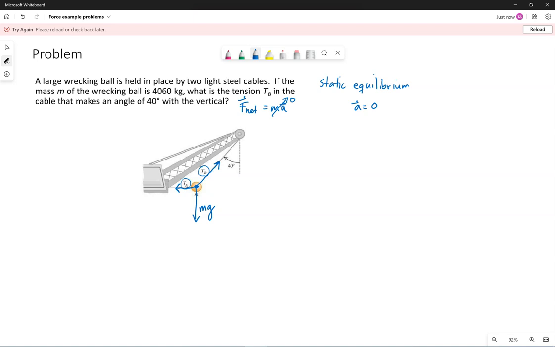I'm going to draw my 40 degrees down here just so I can look at my x and y components. So B is going to have an x and a y component. There's nothing else in contact with this wrecking ball, and so our free body diagram is complete. In terms of writing our forces for the x and y directions.